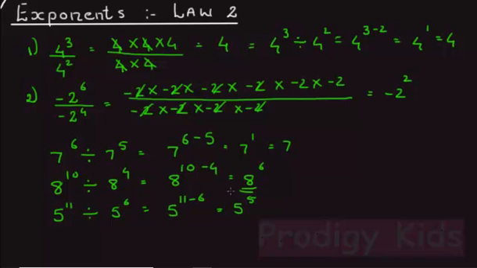So this gives rise to our law 2, that is a raised to m divided by a raised to n, which is equal to a raised to m minus n, where a is not equal to 0 and exponent m is greater than n.